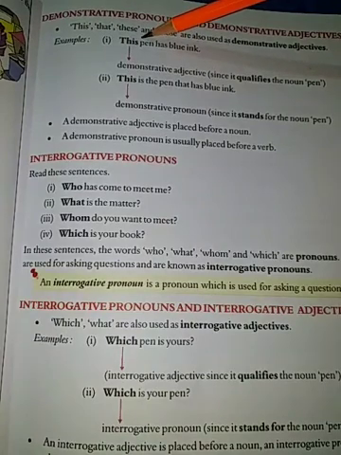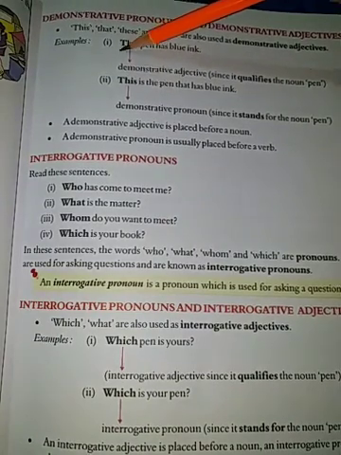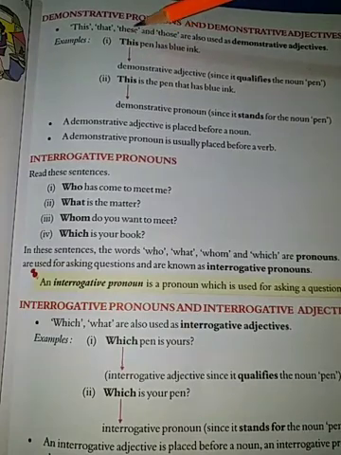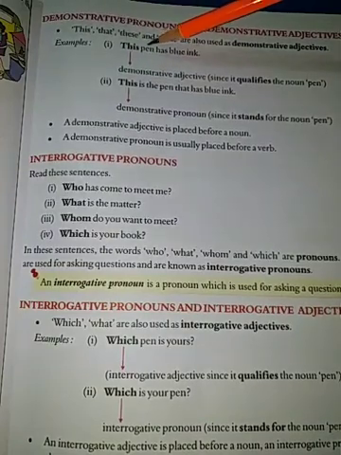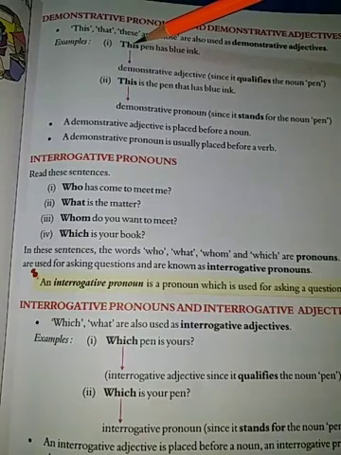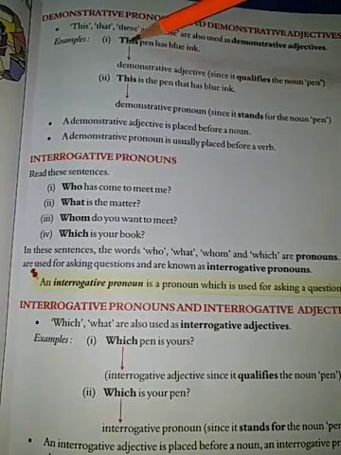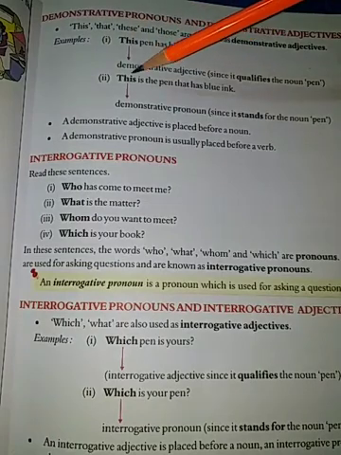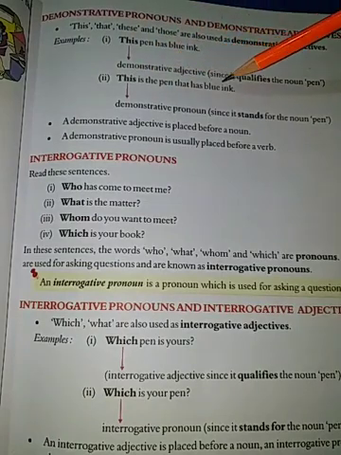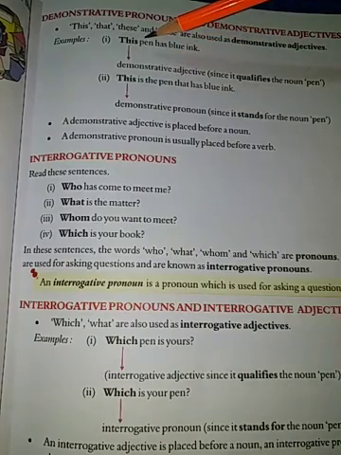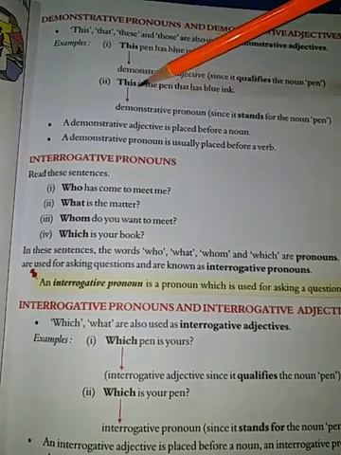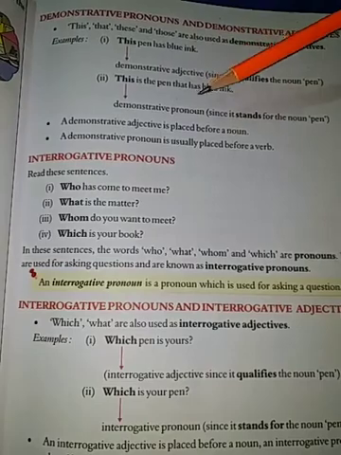Here this is talking about the pen. It qualifies the noun. That's why in this sentence this is a demonstrative adjective. And here, this is the pen that has blue ink, in this sentence this stands for a demonstrative pronoun.